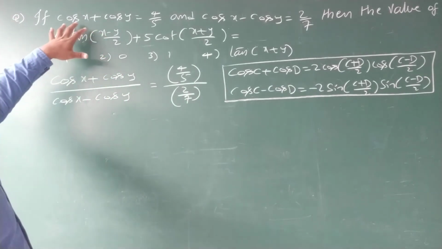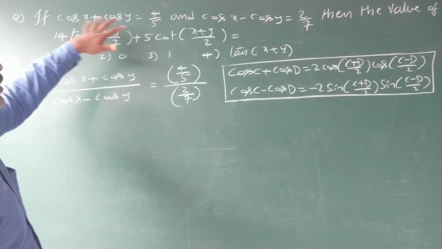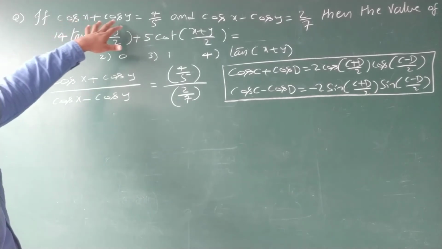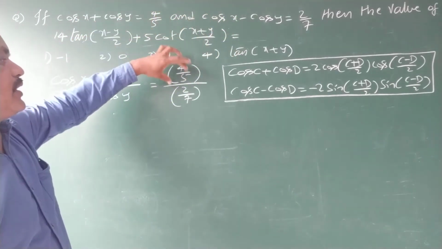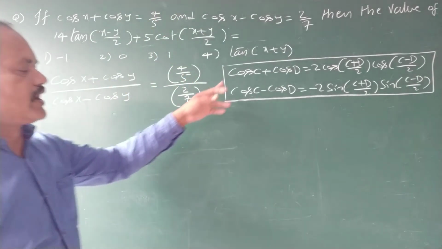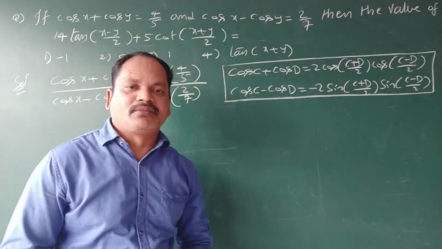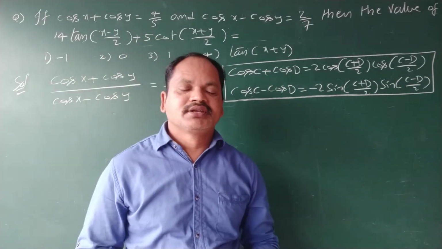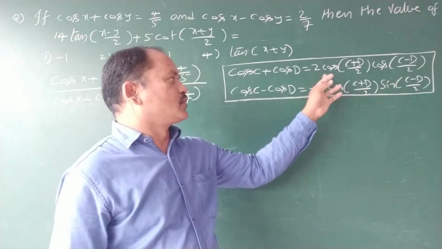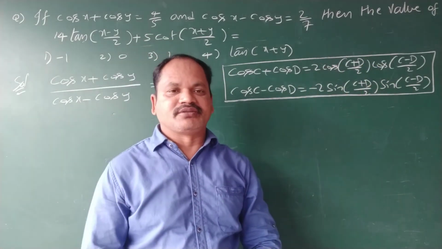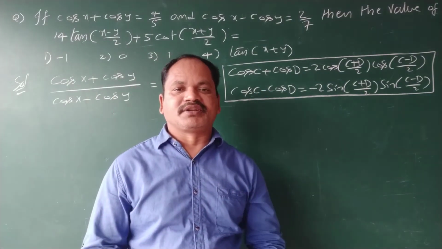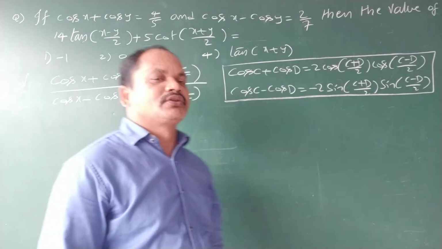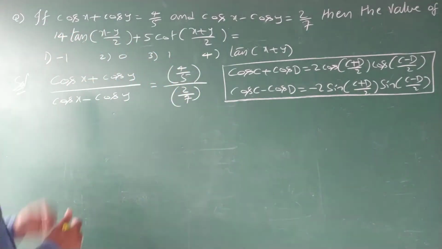Now take the conditions and form the ratio: (cos x plus cos y) by (cos x minus cos y) is 4 by 5 divided by 2 by 7. According to these two forms, we know the formulas from transformations: cos C plus cos D is 2 cos (C plus D) by 2 cos (C minus D) by 2, and cos C minus cos D is minus 2 sin (C plus D) by 2 sin (C minus D) by 2. Now we have to apply these two forms here.